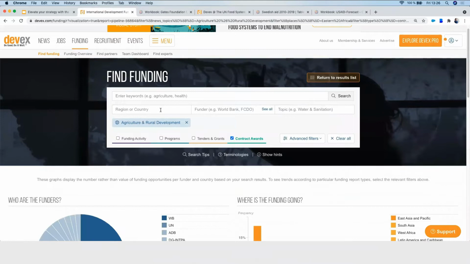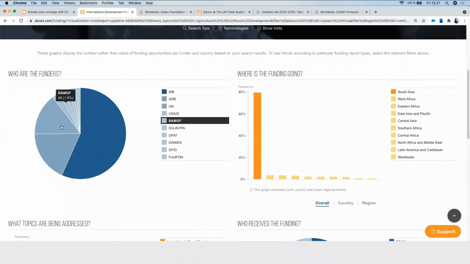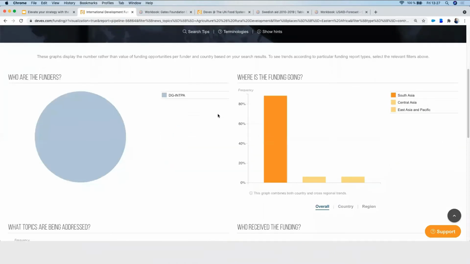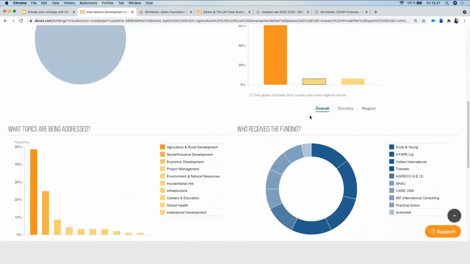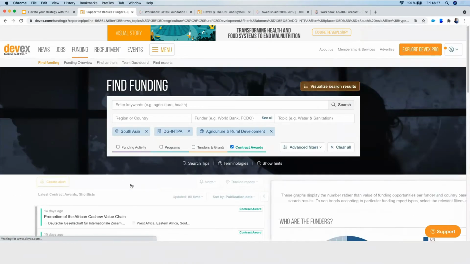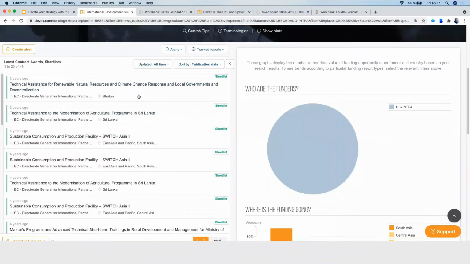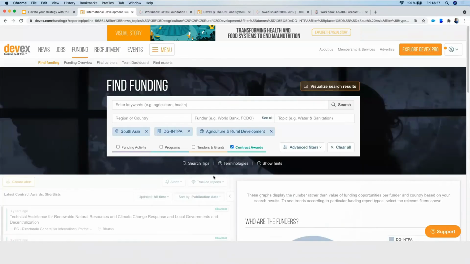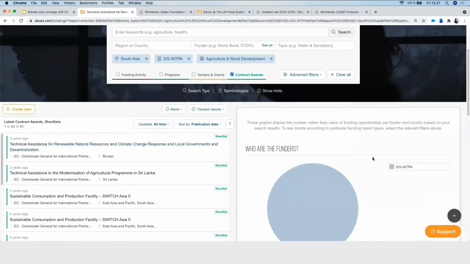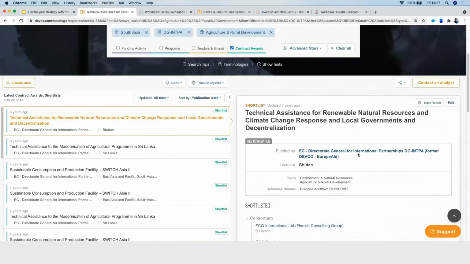Now I could do the same for South Asia. In this case, perhaps I haven't worked very closely with DEVCO or DG INTPA. What I could do then is first take a look at who their top 10 partners are in the region, and then go back and take a look at the specific contract awards and the short lists that there were. So perhaps in this case, I want to sort them by publication dates, so I know the most recent ones. And I can see in this case what the consortiums look like and the short lists look like for some of these contracts.